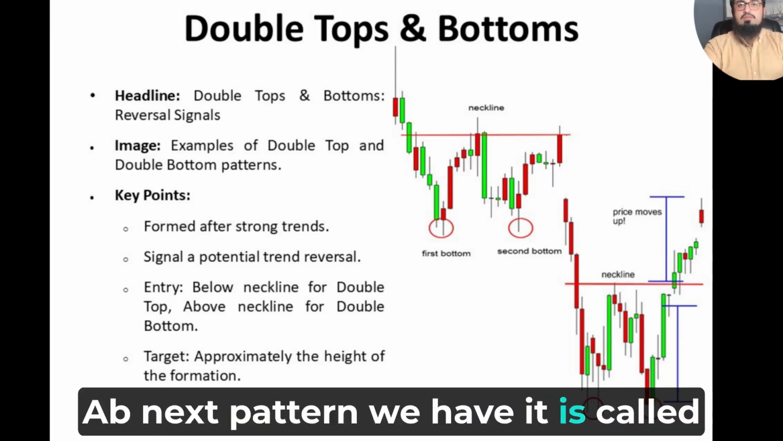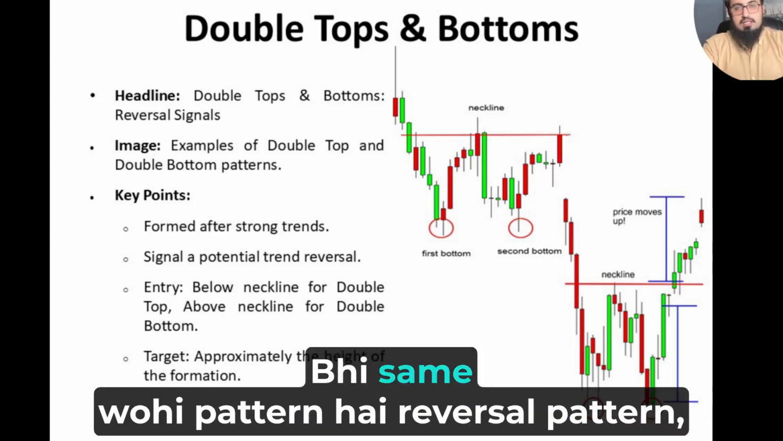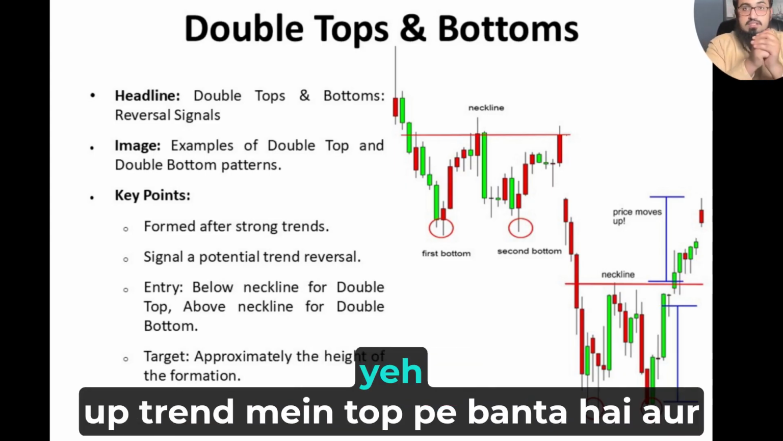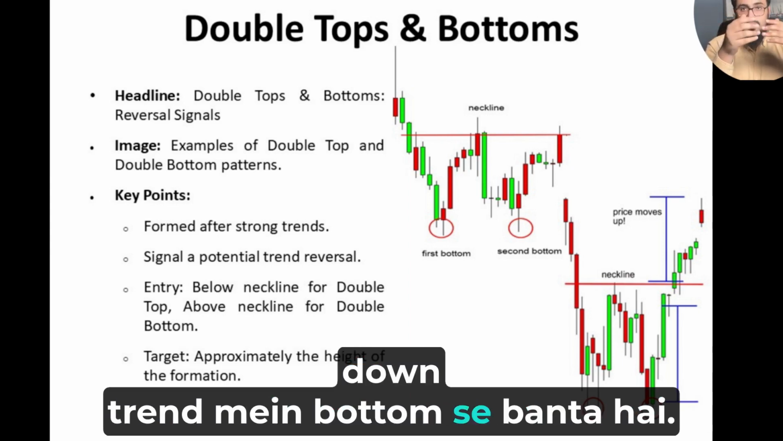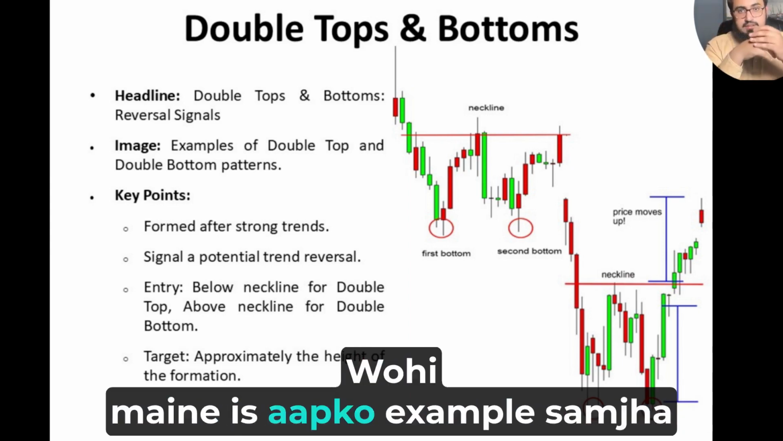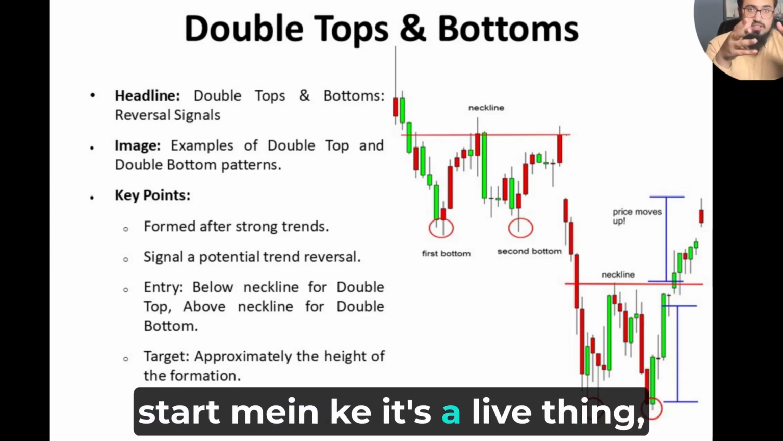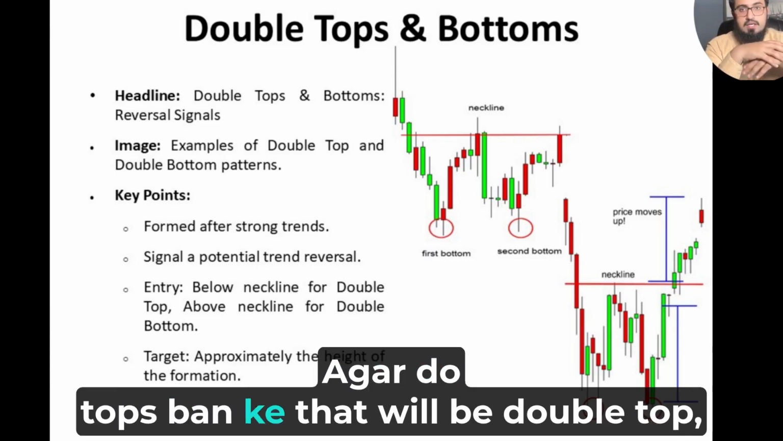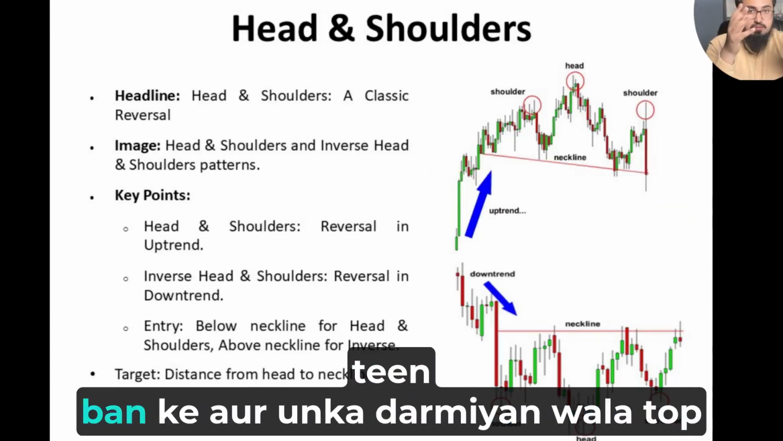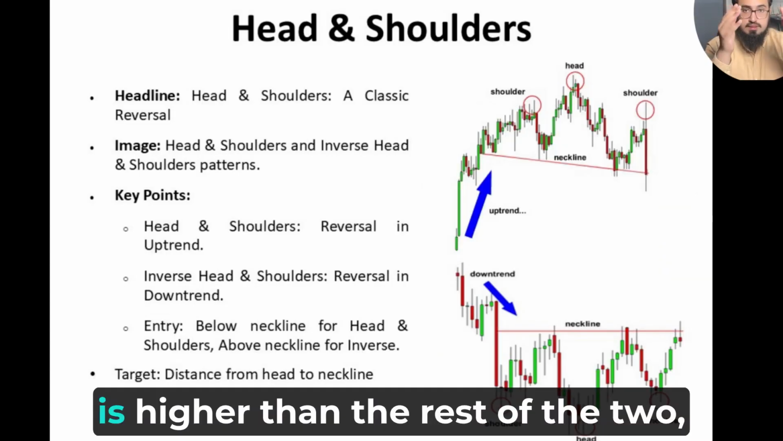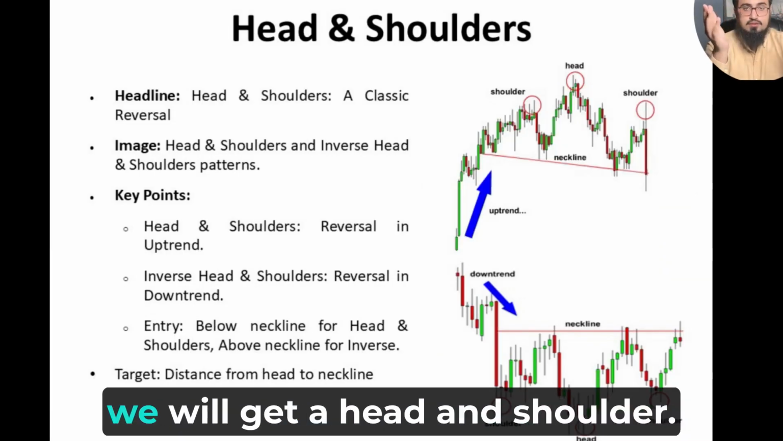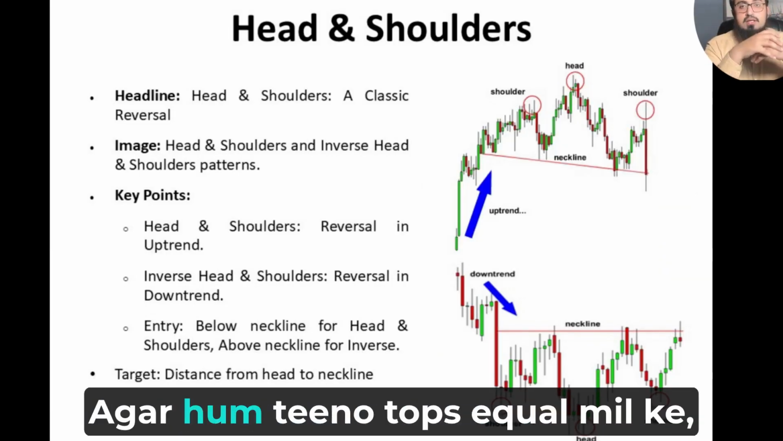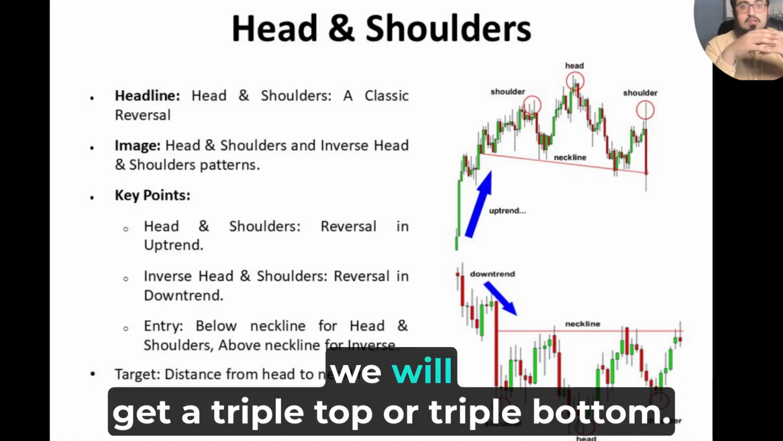Now the next pattern we have is called head and shoulders. This is also a reversal pattern. It is found at the top in an uptrend and at the bottom in a downtrend. Just like the example I explained at the start, we cannot measure it exactly. If two tops are formed, it is a double top; if three are formed and the one in between is higher than the other two, you get a head and shoulders; and if all three tops are equal, you get a triple top or triple bottom.